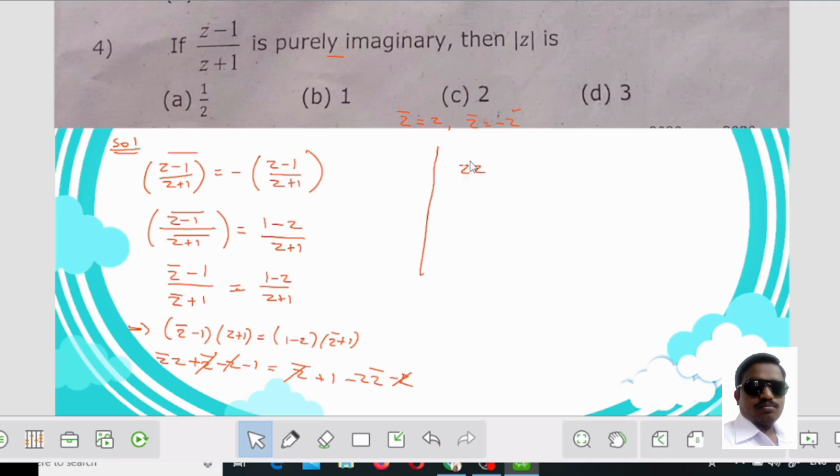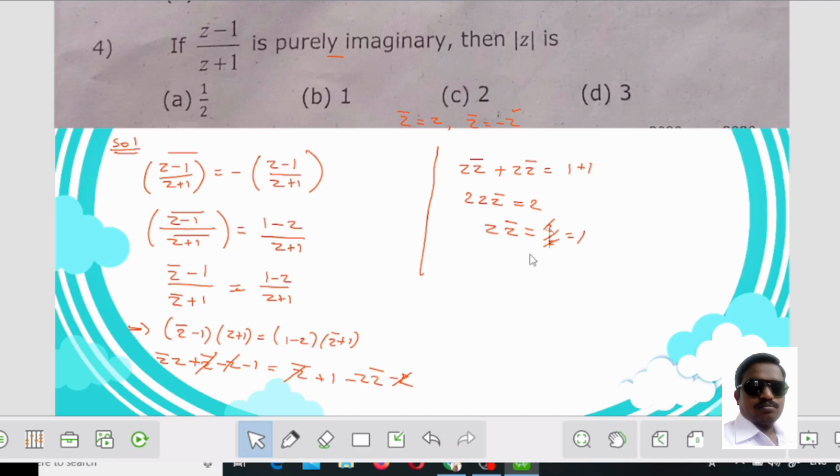Z bar, z are both the same. Z bar, and now you get minus z bar into the left side, so plus z bar equal to, you write 1 here and you put minus 1 into the right side, minus 1 will become plus 1. Z plus z bar equal to 2, z bar equal to 2. Z bar equal to 2 by 2.